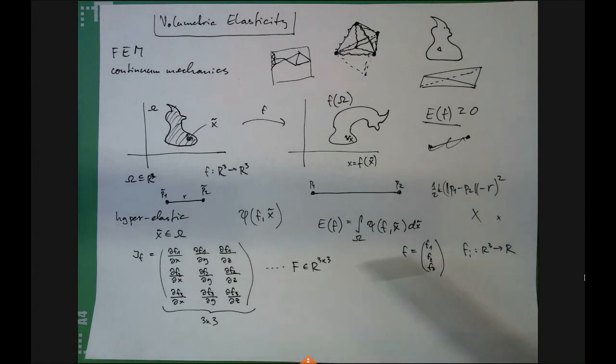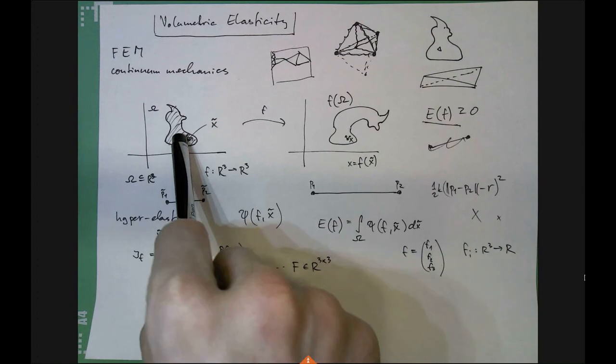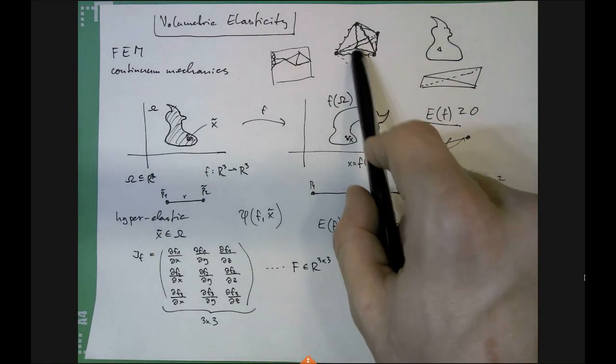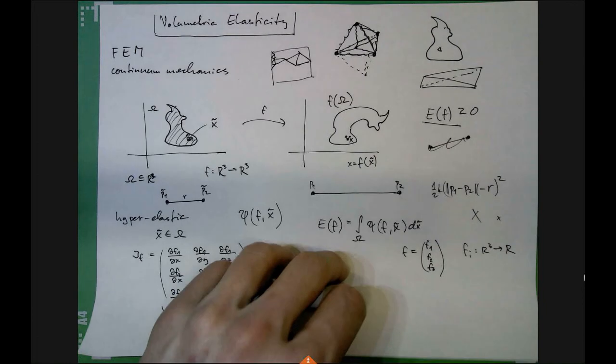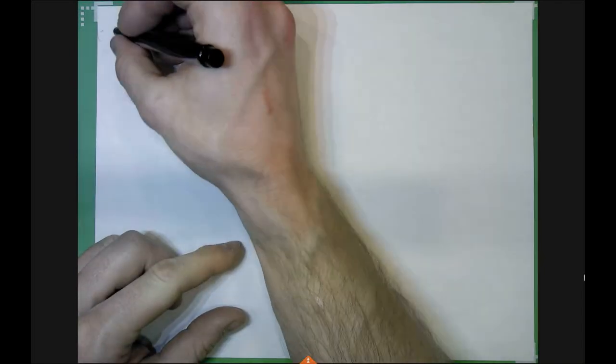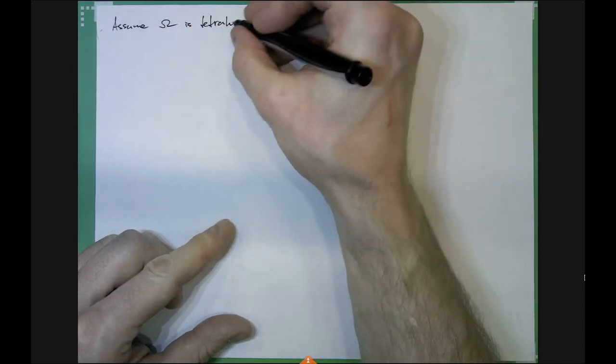And what we are going to do is assume that the rest shape has been tessellated using tetrahedra, so tetrahedralized. Okay. And I will show you how to compute the deformation gradients on a tetrahedron. That's sort of interesting. So let's assume that omega is tetrahedralized.